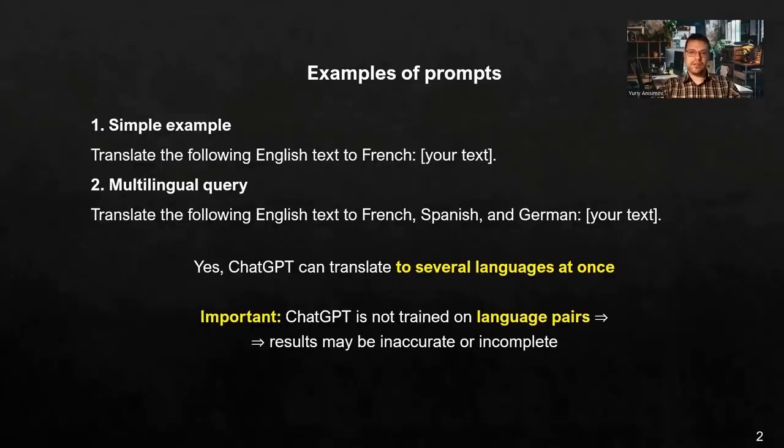You also need to take into account that ChatGPT is not trained on language pairs. So it just guesses the translation from whatever it was trained on. That's why the results may be inaccurate or even incomplete.